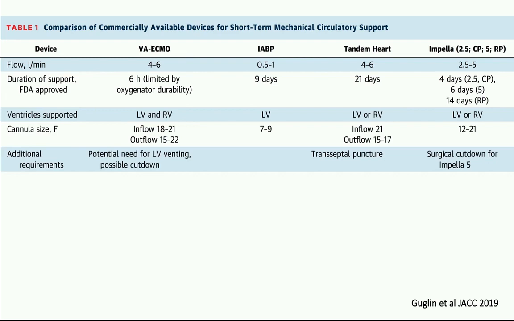The good thing about VA ECMO is the fact that you can support the left and the right side of the heart, and also with the tandem heart the same, as well as the impeller. There is a right-sided, right ventricular impeller, which can be inserted at the same time as a left-sided impeller. And you can see that the sizes of the cannula for VA ECMO are quite large, as well as for the impeller device. And sometimes you need a surgical cut down in order to implant these tubes.